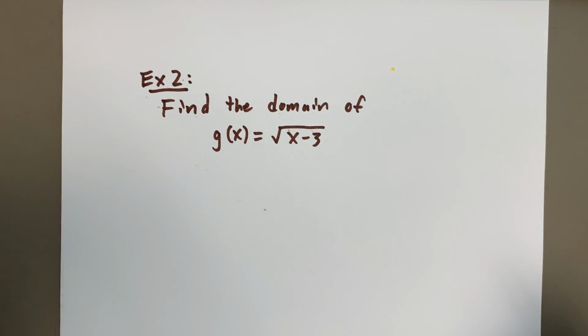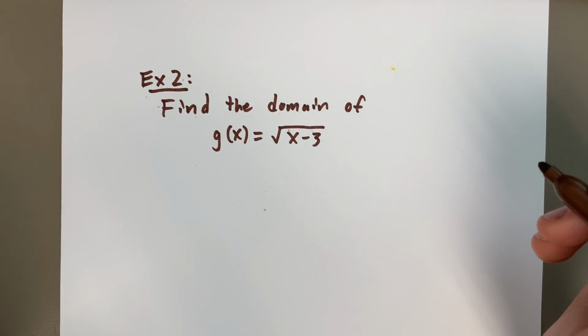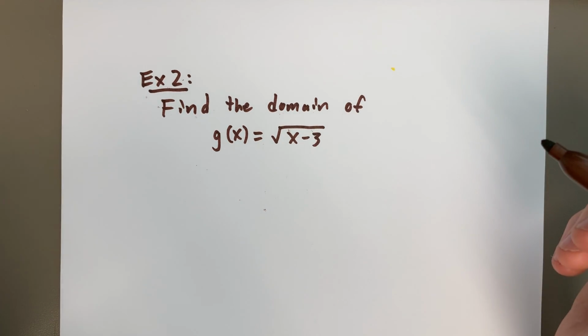Alright, so in this video, we're going to be finding the domain of g of x is equal to the square root of x minus 3. And we're going to try to find the set of all things that I can plug into this that are not going to cause a square root of a negative number.